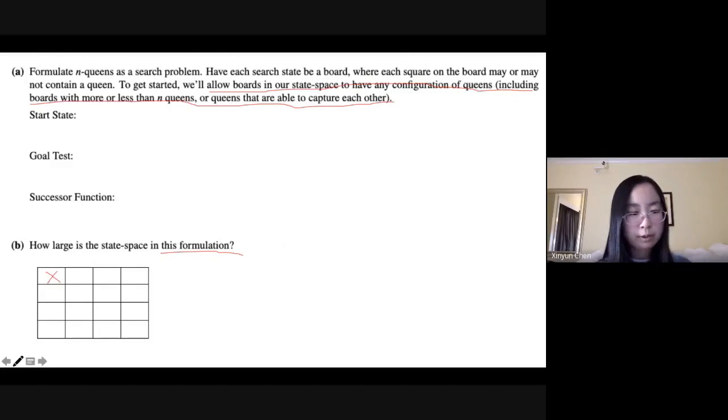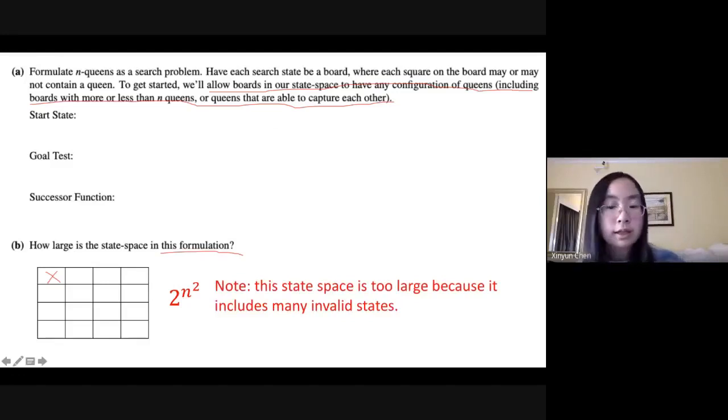So if we think in this way, then the number of states in this state space will be 2 to the power of n squared. Because there are n times n, or n squared, grids, where each of them has two possibilities. Well, then we can notice that this state space is too large because it includes so many invalid states. So we will try to reduce the state space in the following parts of this problem.